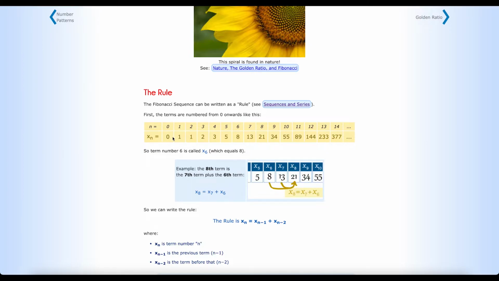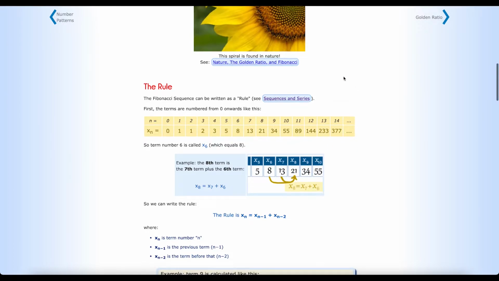So it's a given: you assume you start with 0 and 1. Then you add 0 to 1, you get the next one, which is 1. When you add 1 to 1, you get the next one, which is 2. When you add 2 to 3, you get the next one, which is 5. 5 plus 3 is 8, and so on. So you get the idea.